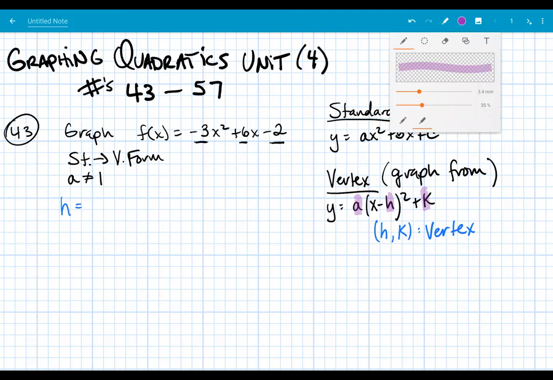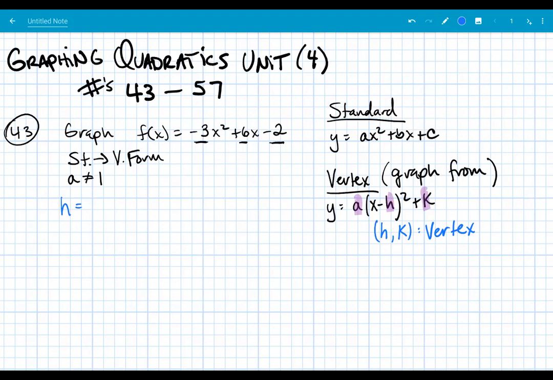What's nice about standard to vertex is that regardless of the form, notice I have an a value in both formulas. The a values represent the exact same a. The a in standard is the same thing as the a in vertex. So really what I know right now is my a value is negative 3. What I need to know is the h and the k value, which is what we're going to do next.